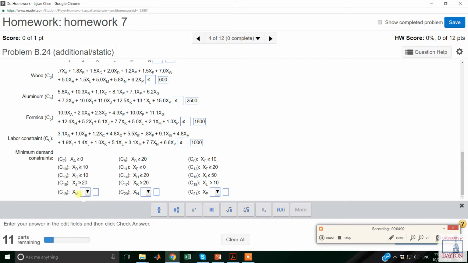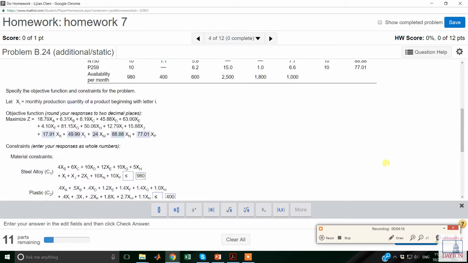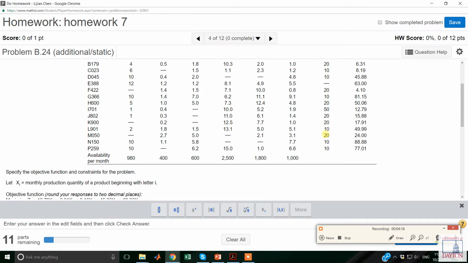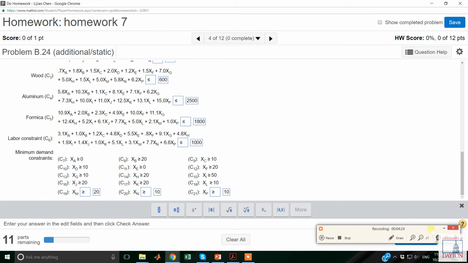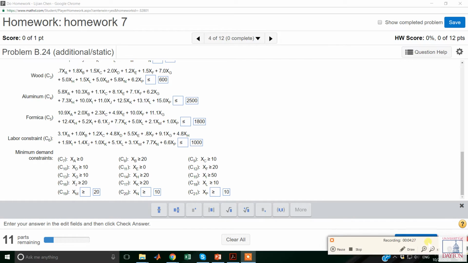We're not done yet because XM needs to be greater than or equal to 20, and XN will be greater than or equal to 10, and XP will be greater than or equal to 10. These are just modeling issues. Look, this is coming from the numbers here: 20, 10, and 10. I'm pretty sure we should be able to find the correct answer.